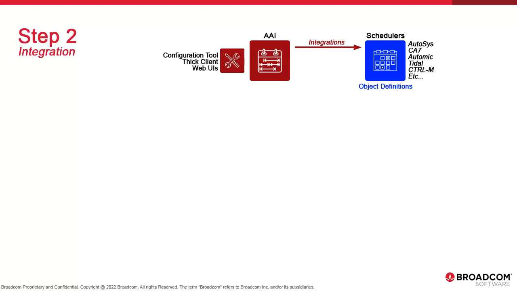The second type is the run data and metadata. Every process run in the scheduler generates a jobstream run, which can be monitored and analyzed. AAI relies on configuration tools to pull scheduler data.